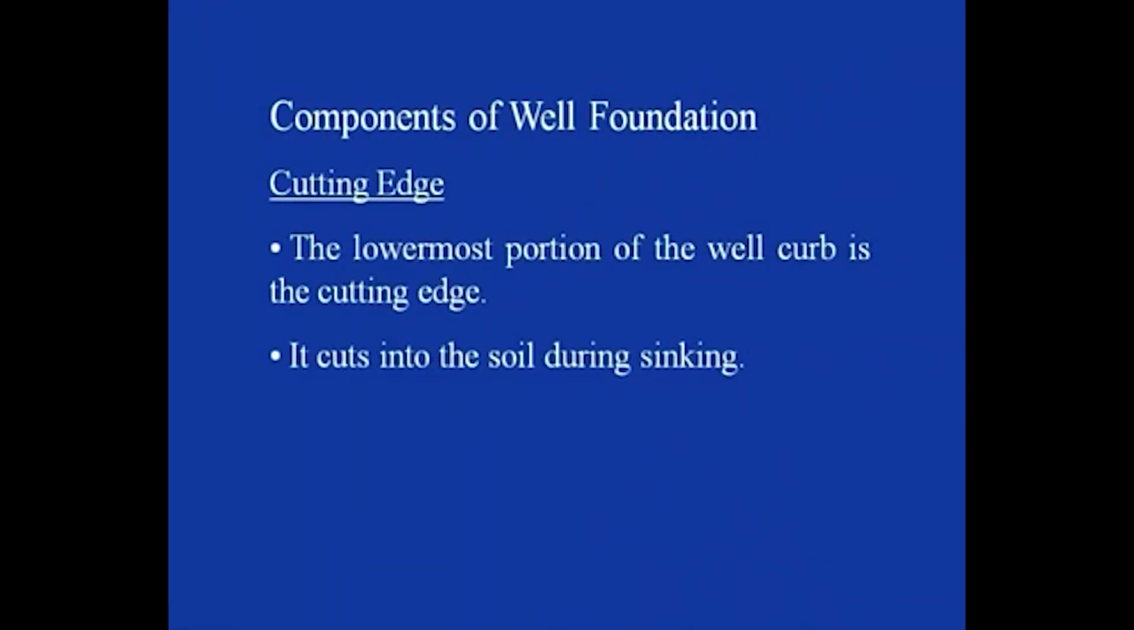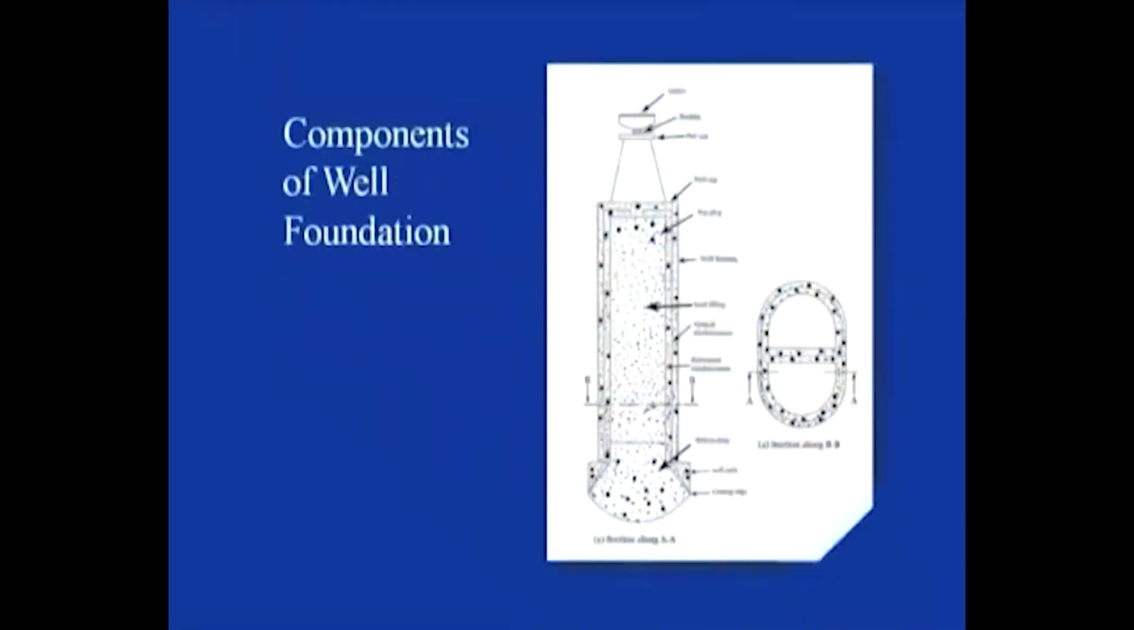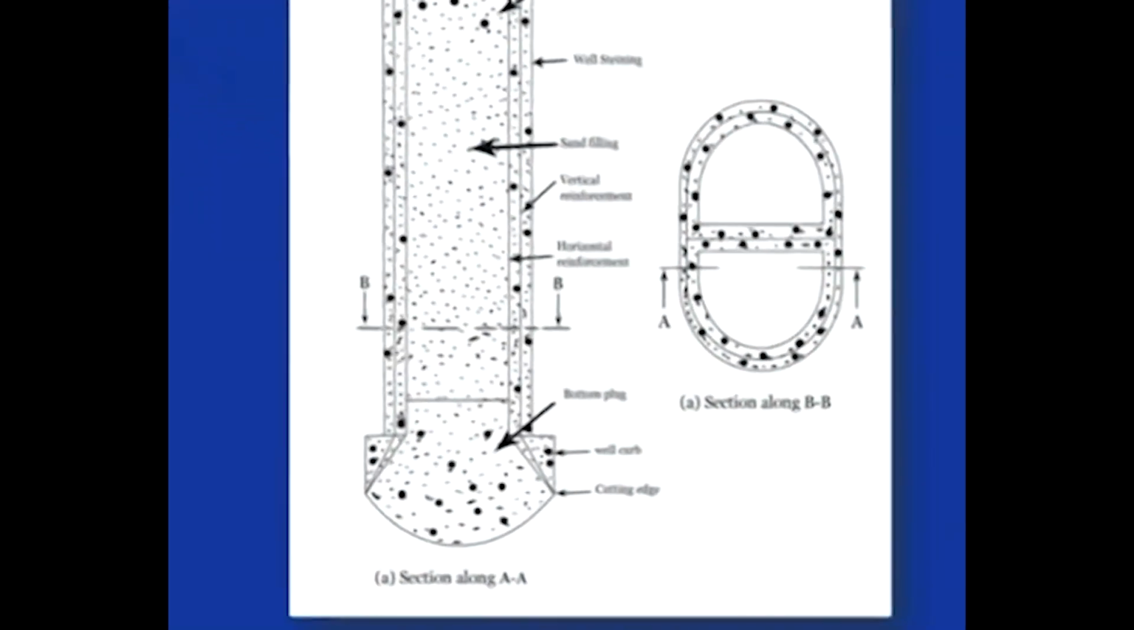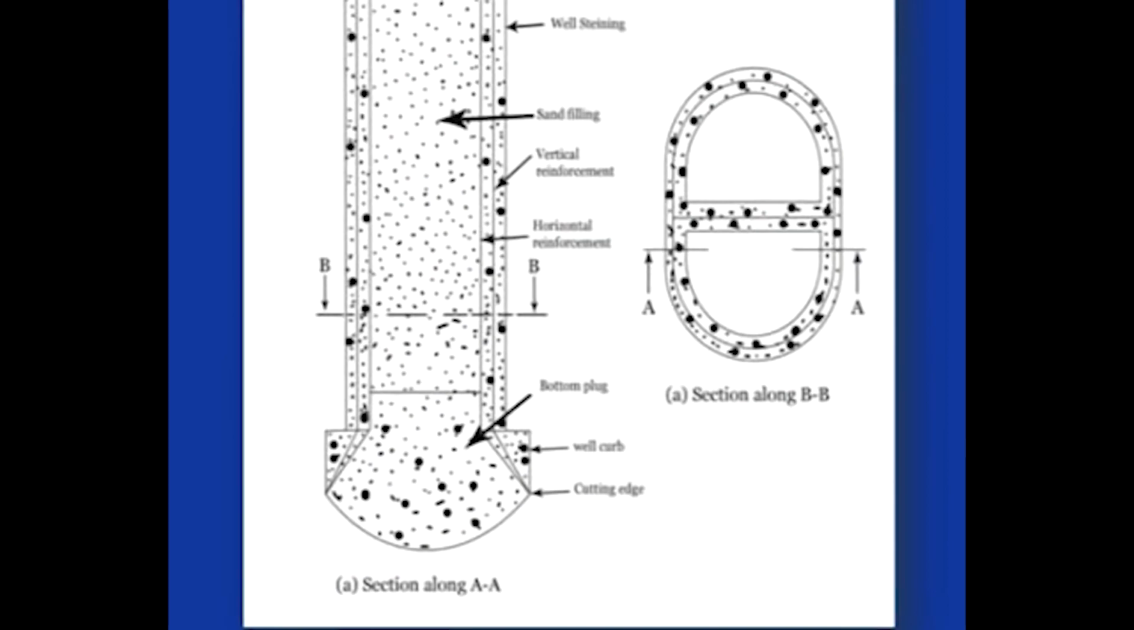The next component is the cutting edge. It is the lowermost portion of the well curb, and that is the cutting edge. It cuts the soil during the sinking. You can see here that this is the cutting edge. So when the well sinks under its own weight, this cutting edge helps the well to get sunk.